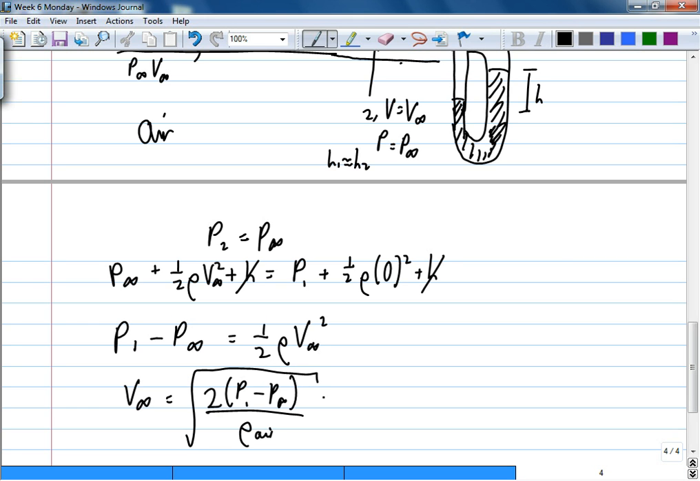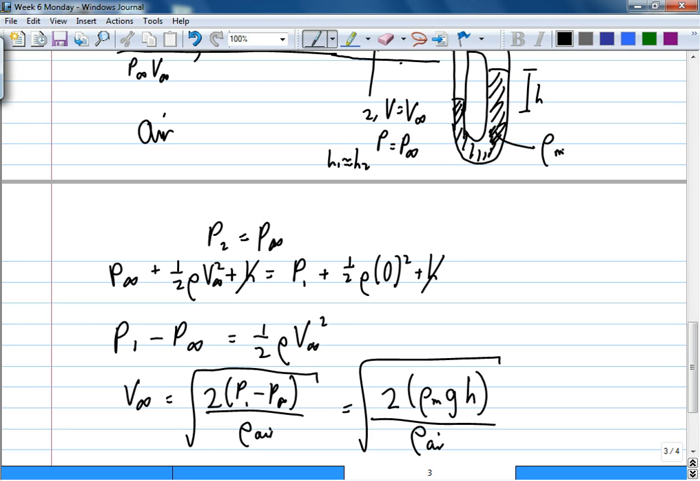And normally, if this was a manometer, then this will be equal to 2 rho manometer g h, that's the pressure difference, on rho air, square root. Alright? Because this is the manometer fluid, rho manometer. Okay? Is that alright? Okay or not?